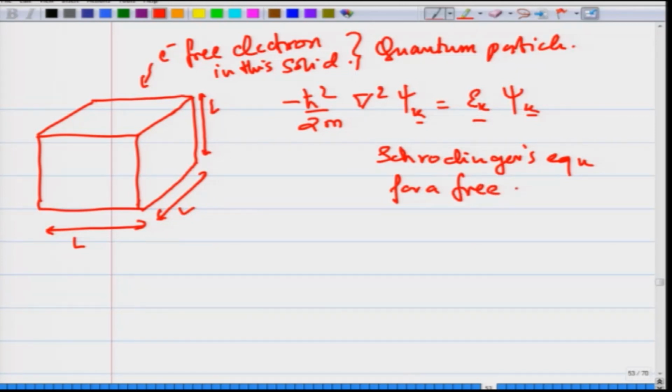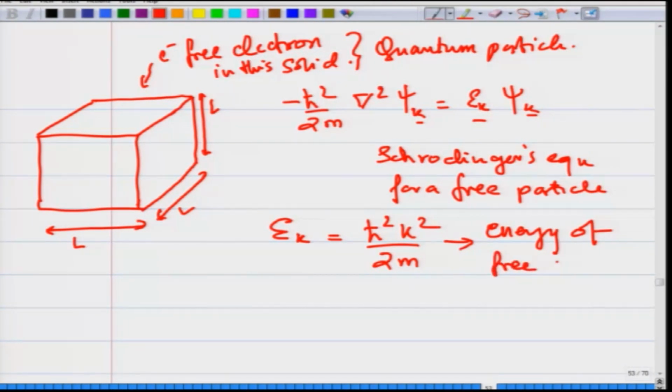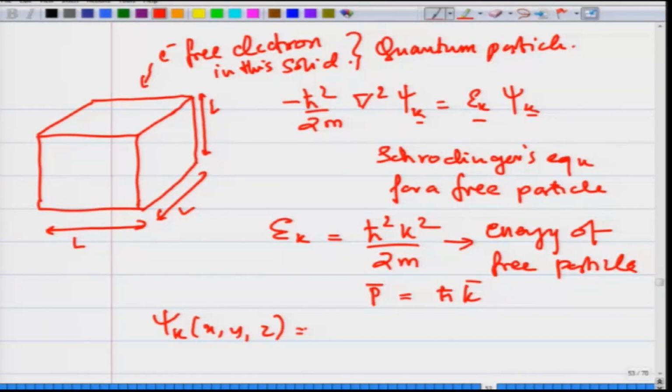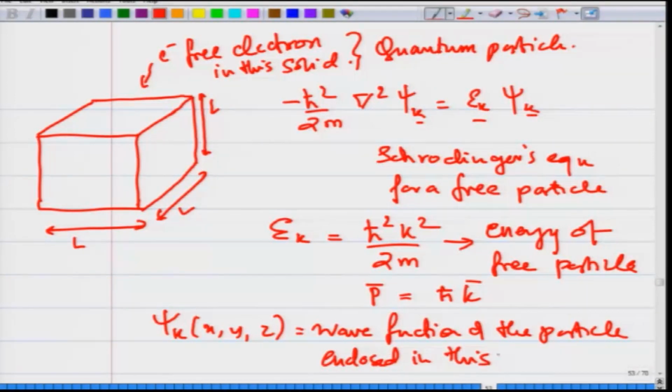For a free particle, it does not experience any potential, so there is only a kinetic energy term, which is minus h cross square by 2m del square psi, and this is the energy eigenstate psi. The energy of the particle is a function of the momentum, and it is h cross square k square by 2m. This is the energy of a free particle, where the momentum is equal to h cross k. And psi of x, y, z is the wave function of the particle enclosed in this cube.